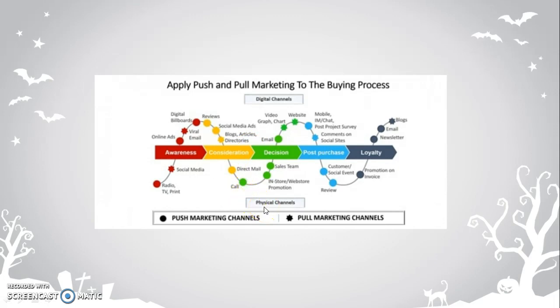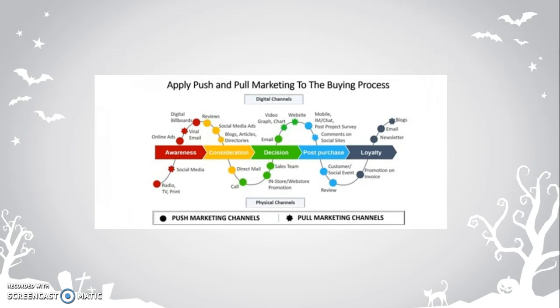So, decisions. In the push, we have calls, in-store and web store promotion, and sales team email. In the pull, we have video, graphs and charts, and websites. In the push method of the post-purchase stage, we have mobile, IM, chat, surveys, customer social events, and reviews. In the pull method, we have comments on social sites. Loyalty: in the push method, we have promotion on invoices, newsletters, and email. In the pull method, we have blogs.